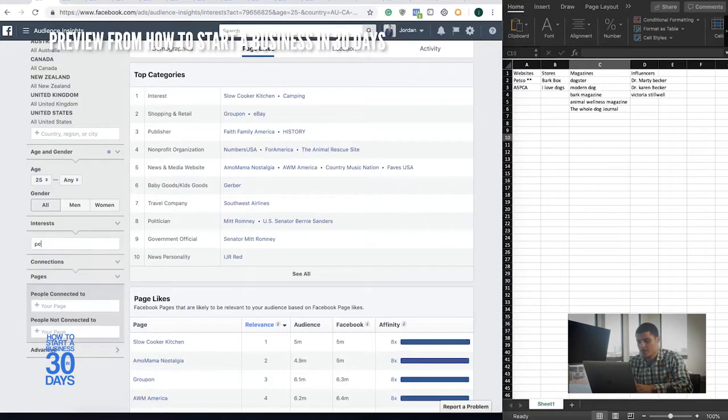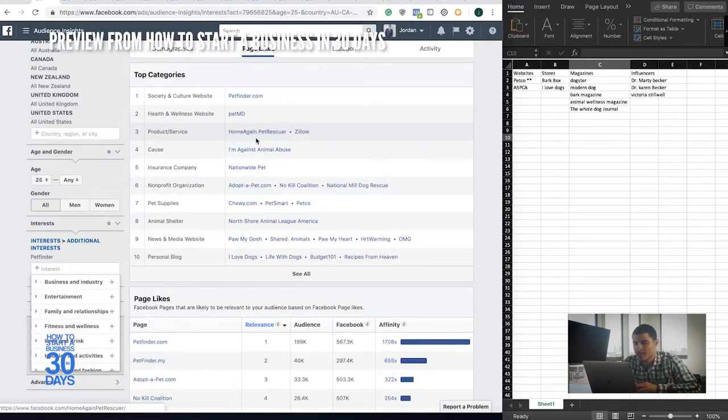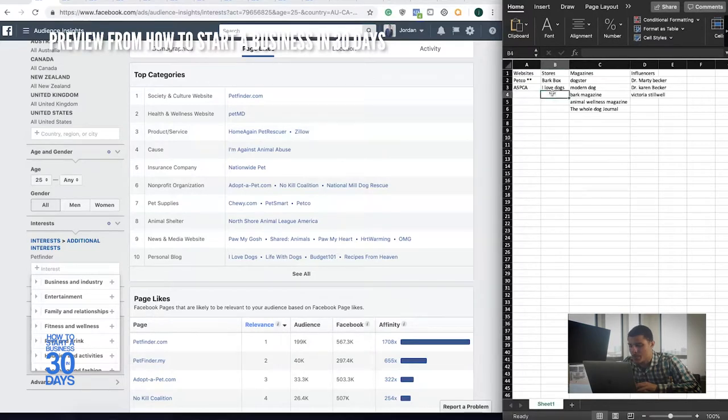Pet Finder. Pet Finder website. There we go. See what we got. I'm Against Animal Abuse, Pet MD, Zillow, Adopt a Pet, No Kill Coalition. And I'm sure Zillow's there because people who are purchasing homes, or renting homes, want to make sure that the dog is allowed on the property. So that's probably why that's there.